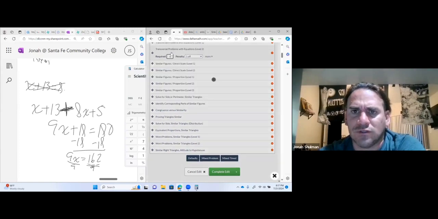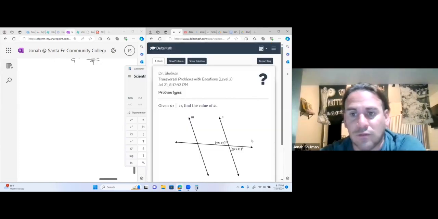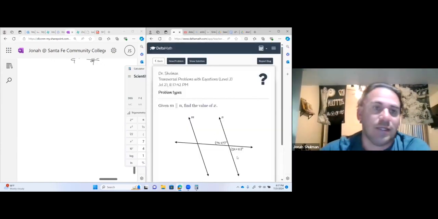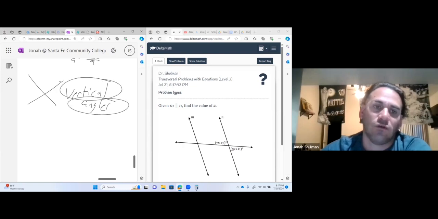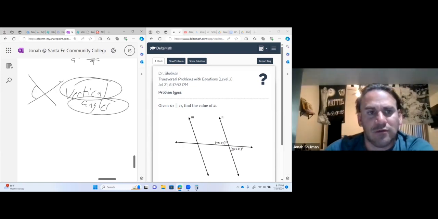So here's some transversals that are level 2. These are called vertical angles. Anytime they crisscross like this, the naming is vertical. That's why I have all these here, just to help you practice all these names. As long as they crisscross, you can think they make a little bow tie. I know I'm not a great artist.